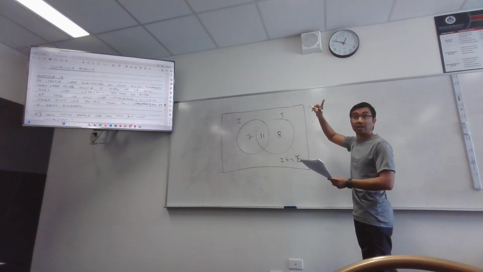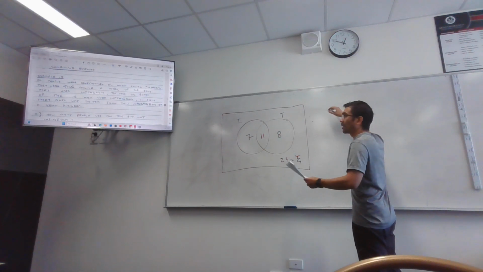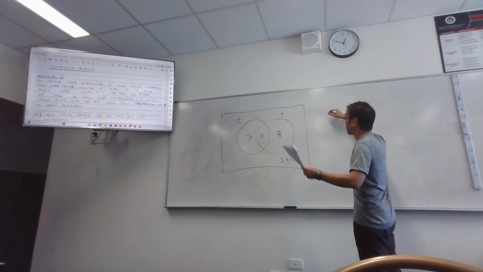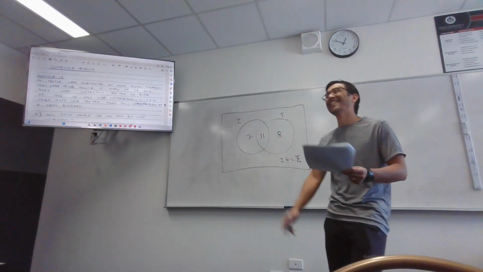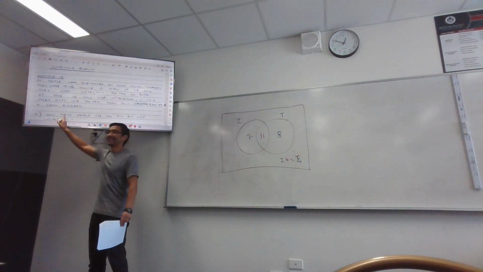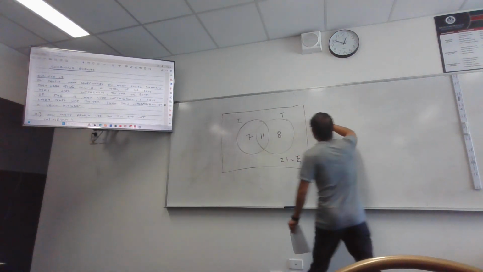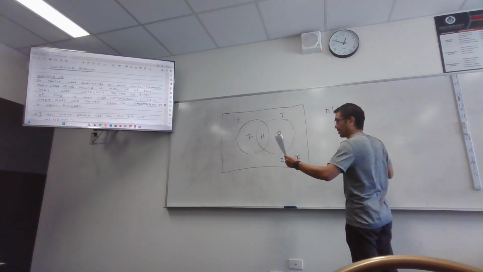Now, look at the question carefully. It says how many people use TikTok but not Instagram? Are we finding a number or are we finding a probability? We're not finding a probability. Okay. How many? Yeah. So just be careful. We'll eventually calculate probabilities.